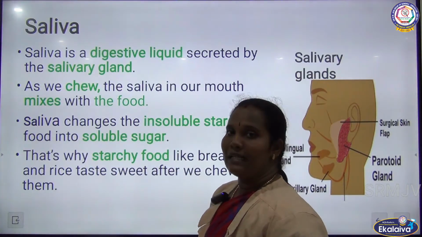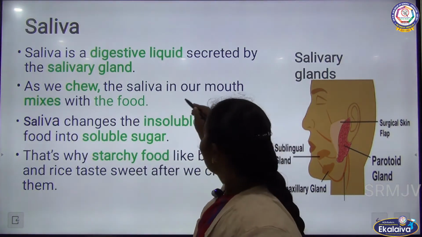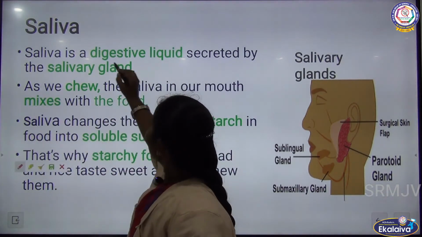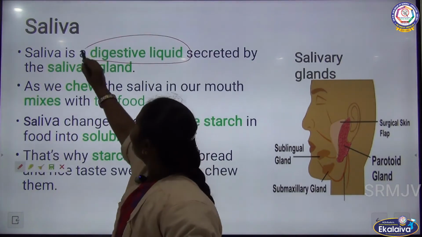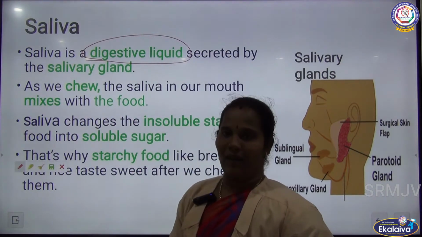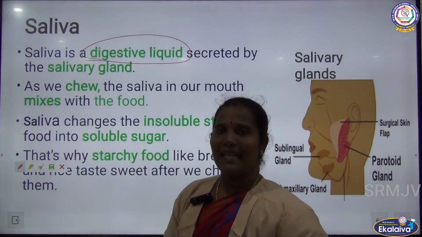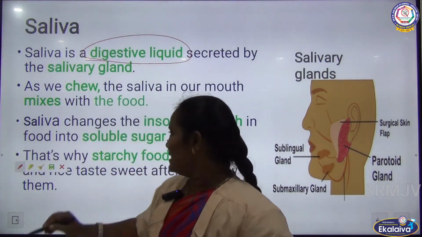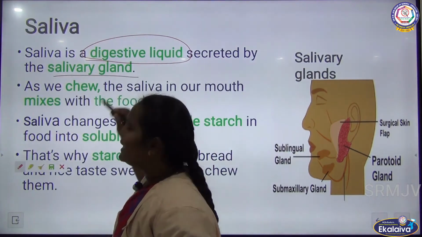Next one is saliva. We have to see this topic, saliva. What is meant by saliva? Saliva, as I told you, is the digestive liquid. The digestive liquid is called saliva. This saliva is secreted by the salivary glands.